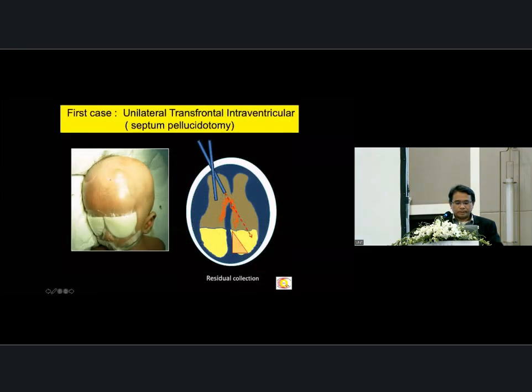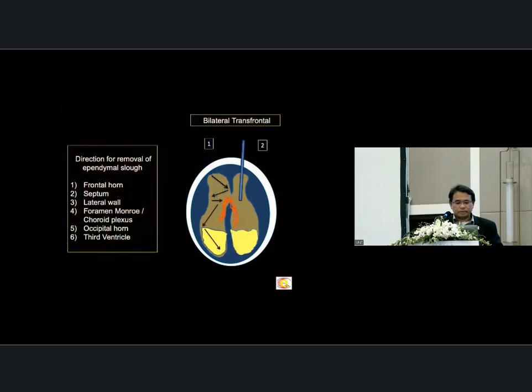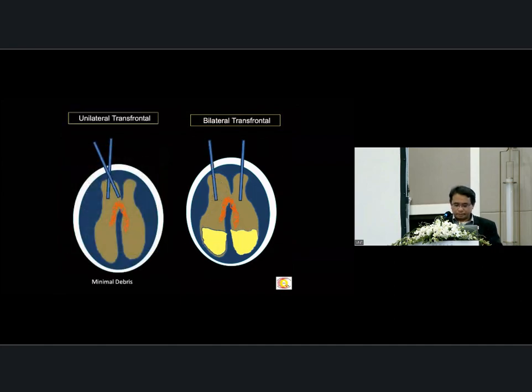In our first experience, we used a single burr hole, and we found that even though we did a septum pellucidotomy or went through the foramen of Monroe, there was a pocket of pus which could not be removed using a single approach. Therefore, we had to repeat the lavage, and subsequently we decided that the best is to do it bilaterally. For all pyogenic ventriculitis, you need to go bilateral because you have very good control. You can clear the entire ventricle.